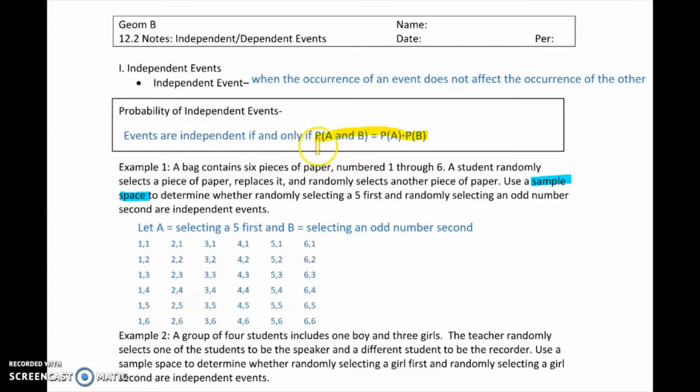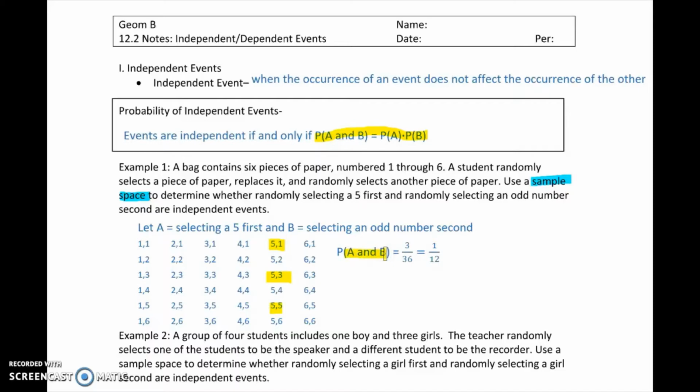Remember, to check if it's independent, we want to see the probability of A and B happening, and then the probability of A separately and B separately, and multiply them together to see if it checks out. Let's look at the joint probability first. If we want to select a 5 first and then an odd number, what would that be? If I want a 5 first, then I'm only looking at this row, and an odd number means I have 5,1, 5,3, and 5,5. So that means I have 3 out of 36, and that reduces down to 1/12. That was our joint probability, A and B put together.